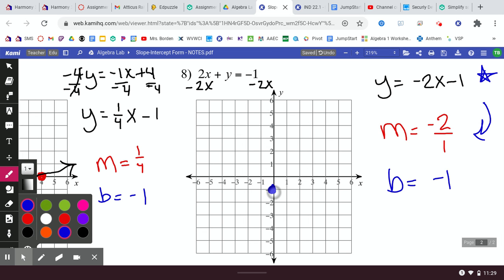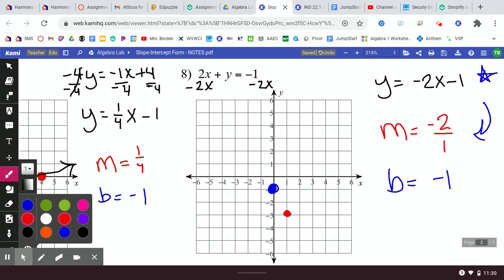Right, on my y-axis, put a point right at the negative 1. And then I'm going to use my m to move negative 2 over 1. So that means I'm going to drop 2 and then go positive 1, right? My negative is a negative drop, and then my run is a positive run.